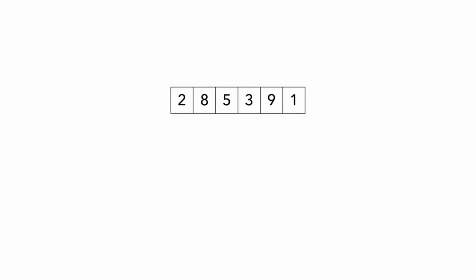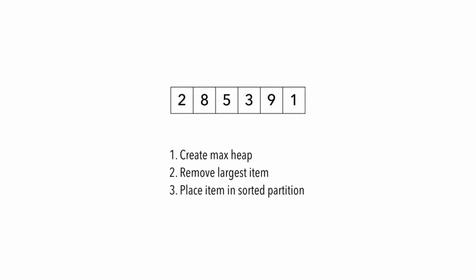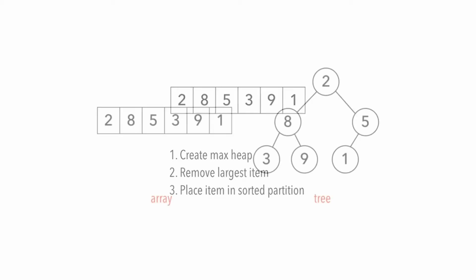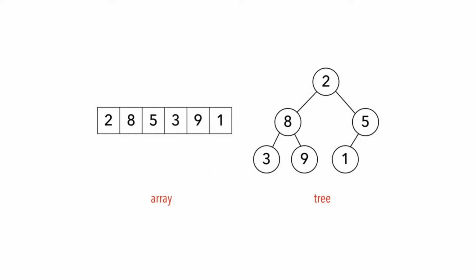Let's get started. We have the following array that we're tasked to sort. In a nutshell, we'll continuously create max heaps to find the largest item. We'll then remove that item from the heap and into a sorted partition. We'll begin by representing our array as a tree. To see how we did that, simply look at the array from left to right and the tree from top to bottom.